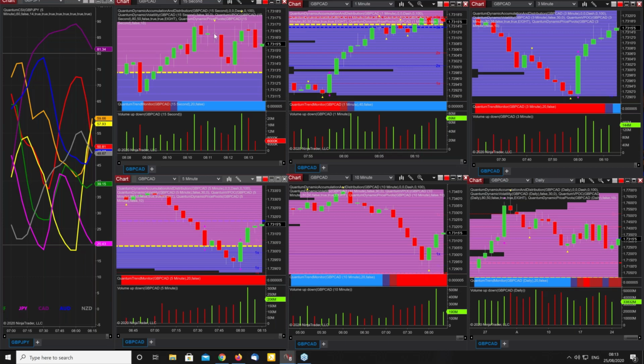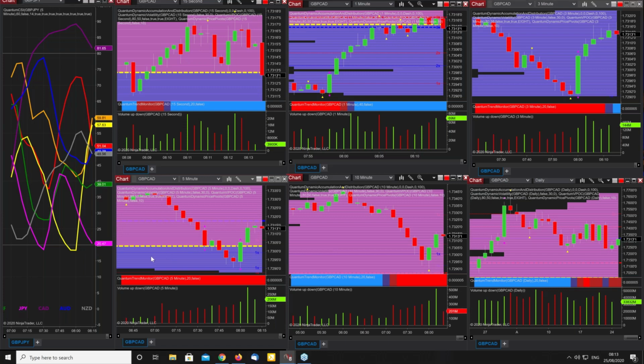I've got multiple time frames: 15-second, 1 minute, 3 minute, 5 minute, 10 minute, and over on the right-hand side, the daily. I'll just talk about that in a moment. What you can see right now is that this particular move, this is on 5 minute CSI, by the way, on the left-hand side.